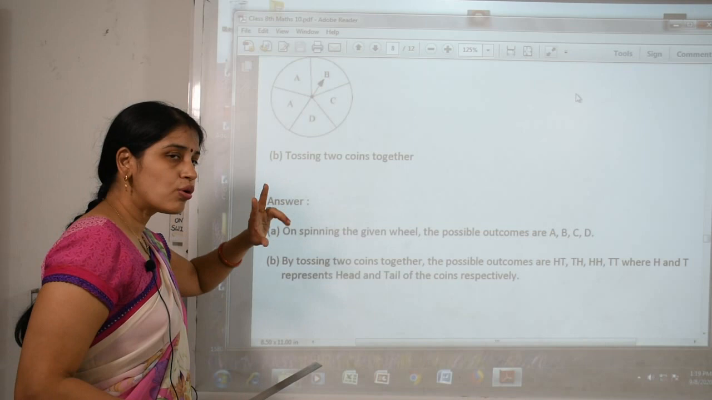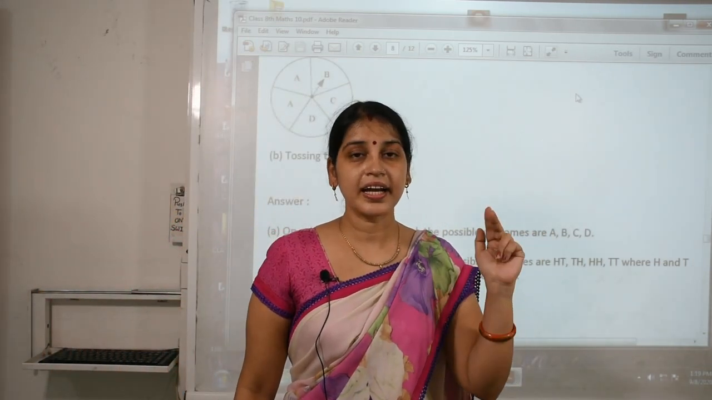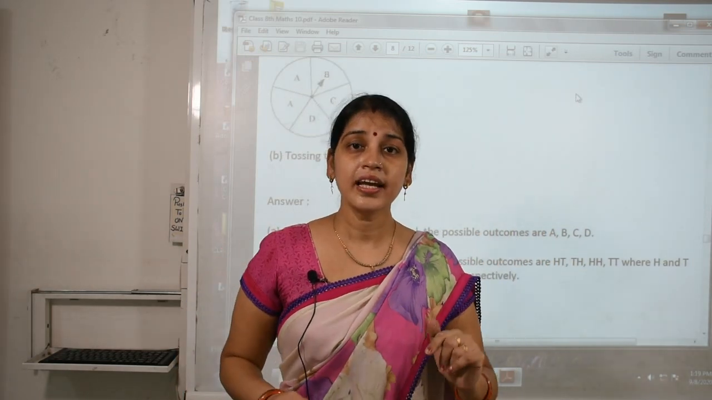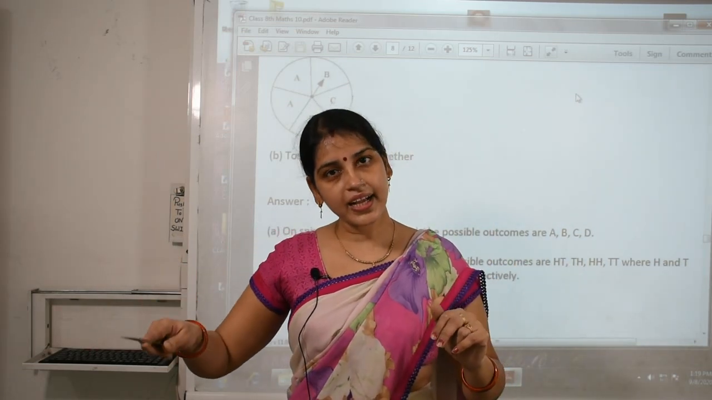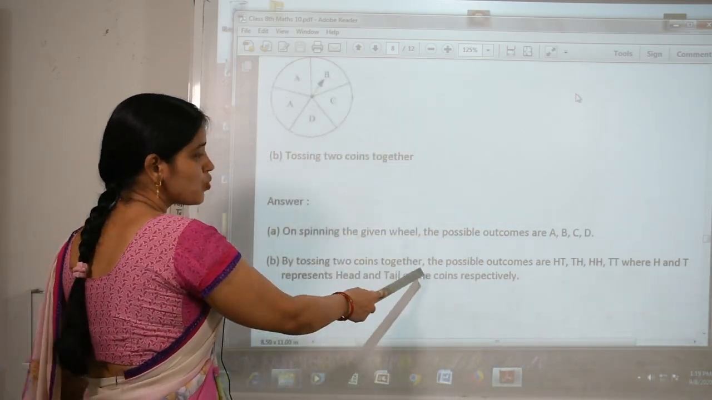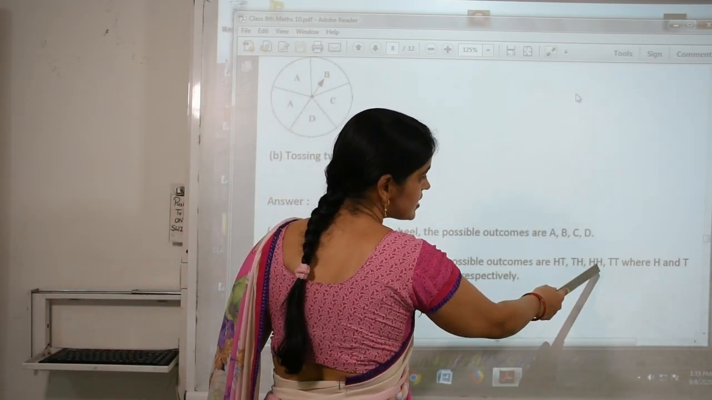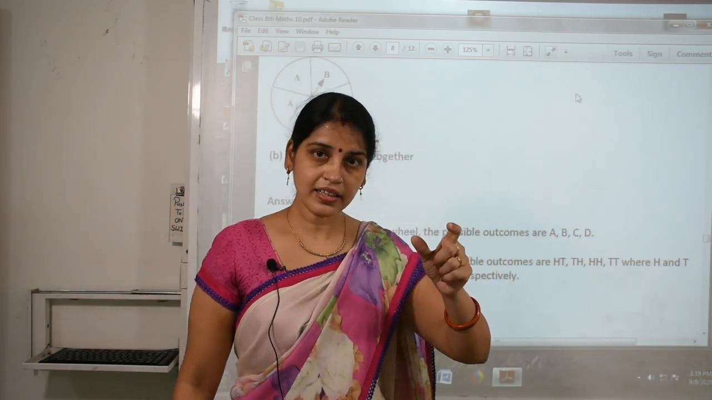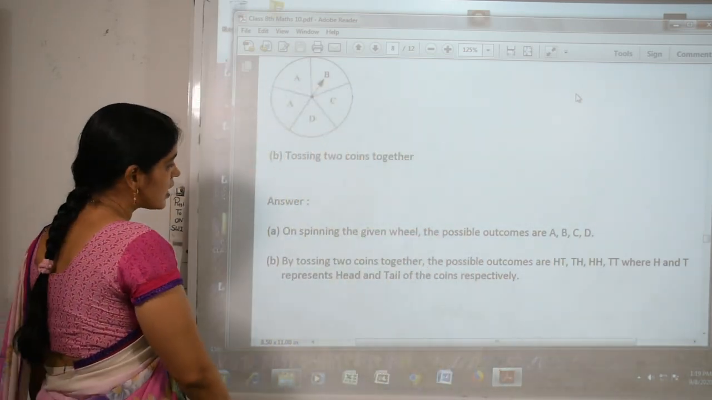तो अगर हम 2 कॉइन को एक साथ टॉस कर रहे हैं तो या तो दोनों एक साथ हेड हेड आएंगे, दैट मीन्स HH, या दोनों एक साथ टेल होंगे, दैट मीन्स TT, या फिर एक का हेड दूसरे का टेल, सो HT, या फिर एक का टेल और दूसरे का हेड, दैट मीन्स TH. सो व्हेन वी टॉस 2 कॉइन टुगेदर देन पॉसिबल आउटकम्स आर HT, TH, HH एंड TT, वेयर H रिप्रेजेंटिंग हेड and T representing tail. Okay, so these are the possible outcomes.